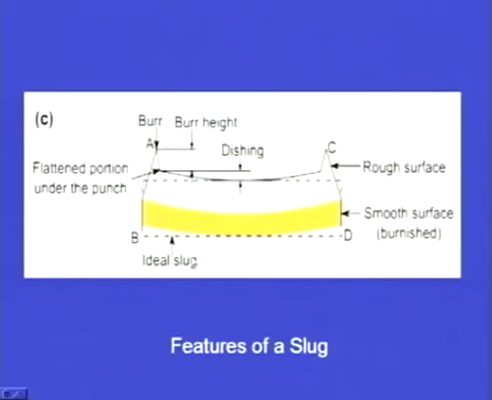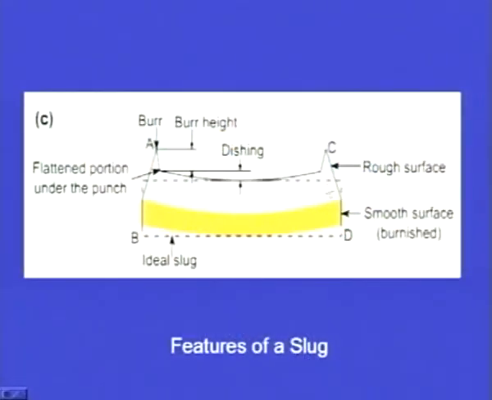Now we can see the ideal shape of the slug, the dotted line. In the previous diagram, we have seen that there are four important sections that have to be taken care of during the shearing operation, sections A, B, C and D. When it is getting sheared off, we see some burr forming at A and at C. This burr is not required, so we have to avoid this type of burr formation. How can it be avoided? It can be avoided by properly choosing the clearance between the die and the punch.